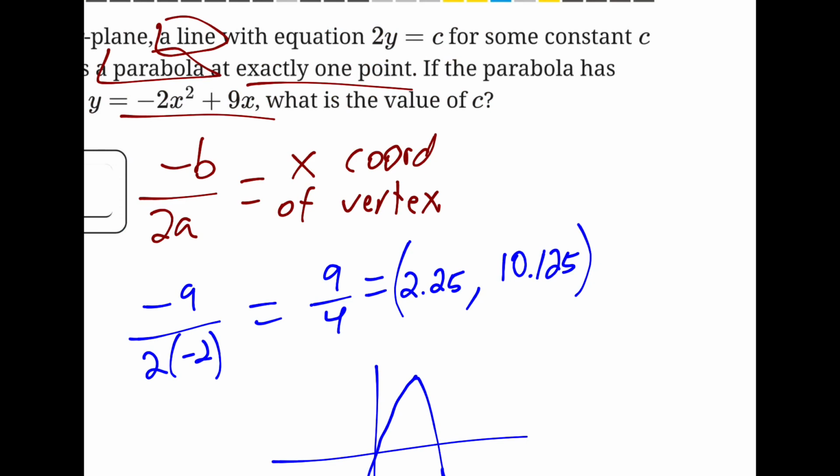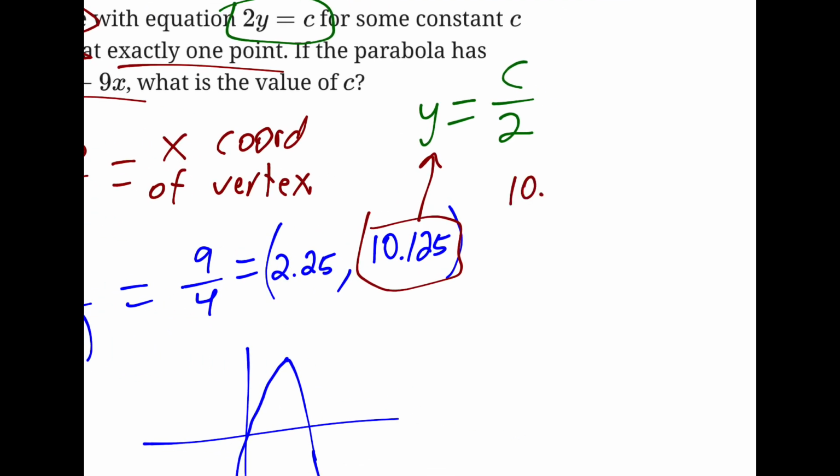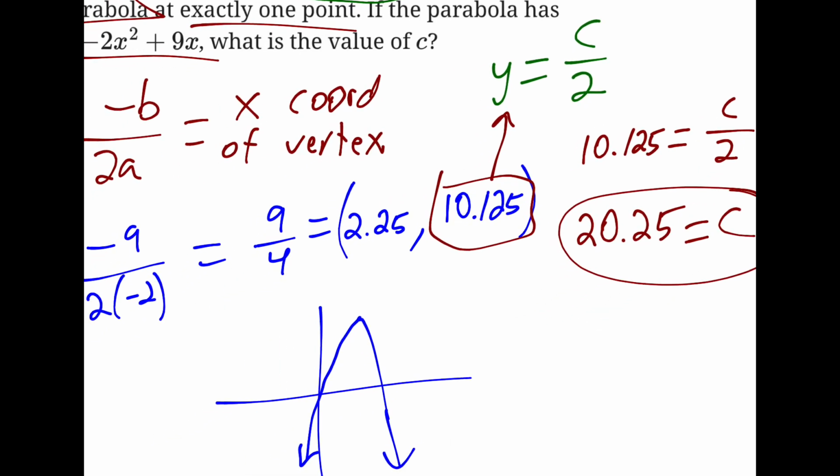So remember that the line has the equation 2y is equal to c. In other words, y is equal to c over 2. My y-coordinate is exactly 10.125. So I can take 10.125 is equal to c over 2, or in other words, 20.25 is equal to c. And that's what I plug in for the answer.